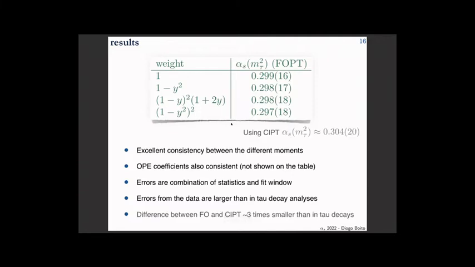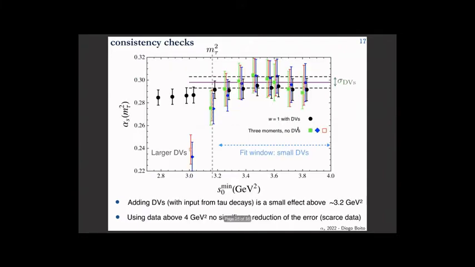So if you use CIPT, you would get something like 0.304, so it's slightly above that, systematically above. This is what we also see in other analyses. It's above. However, the difference is smaller than what you have in tau decays. So this plot is the plot that I promised to show, that the duality violations are not so large here.